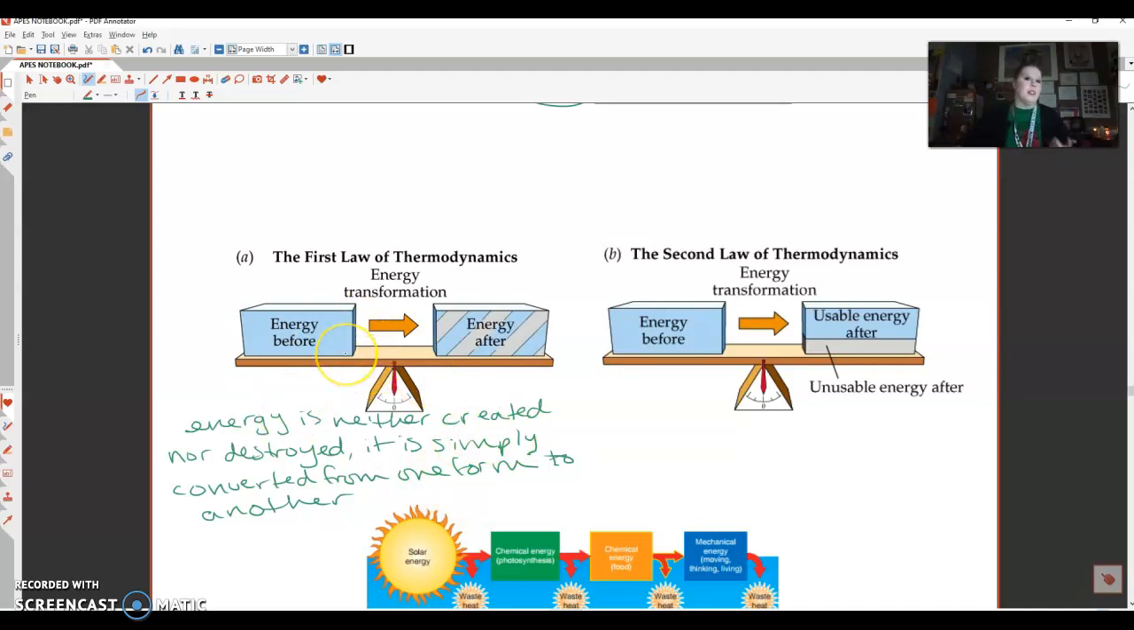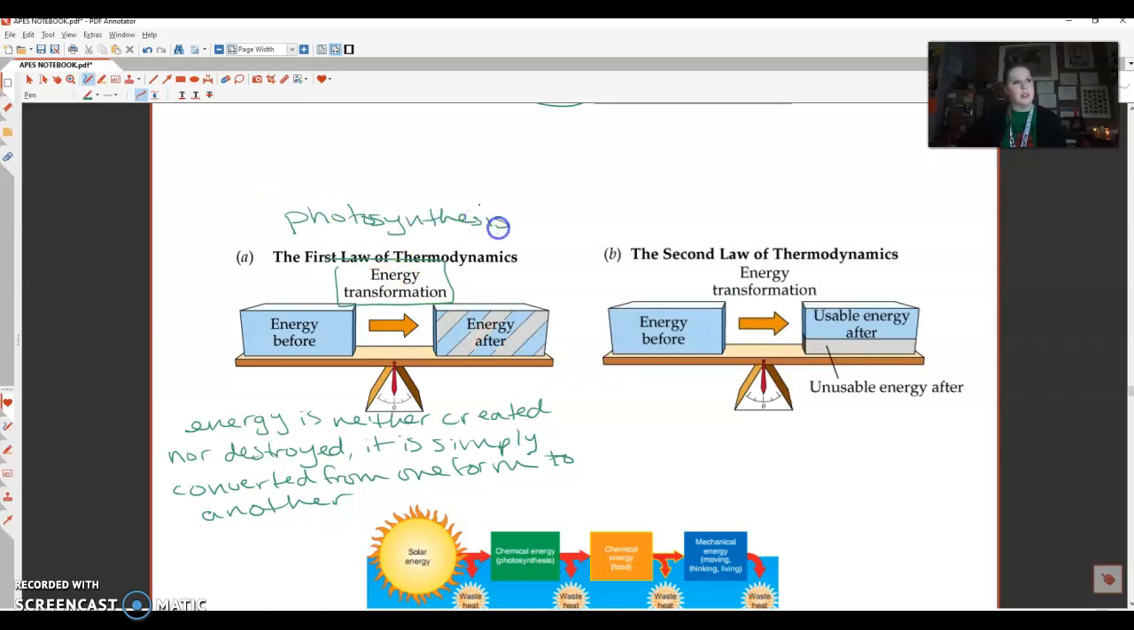So what does this actually mean? Let's use photosynthesis as an example. In this, we are going to have some type of energy transformation. What does the energy look like before, and what does it look like after? Photosynthesis.